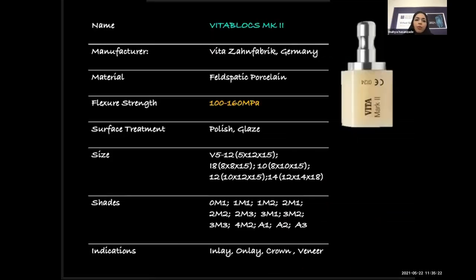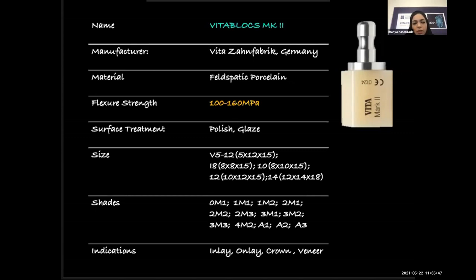So Vita Block Mark II is a feldspathic block from Vita company, and the flexural strength is 100 to 160 megapascal, and we know this block as a one-step material, meaning that you can mill it, polish it, and seat it without any other heat treatment. But as another choice, you can glaze it.